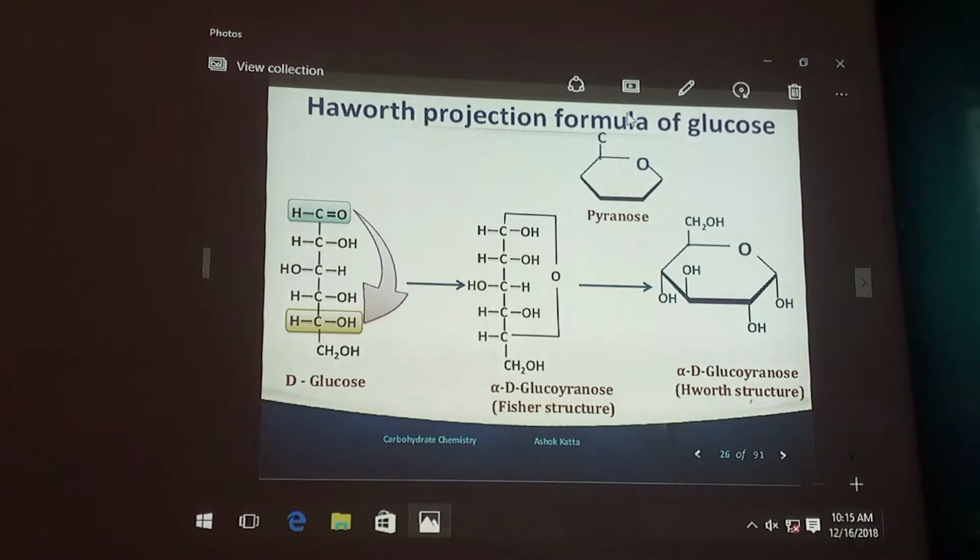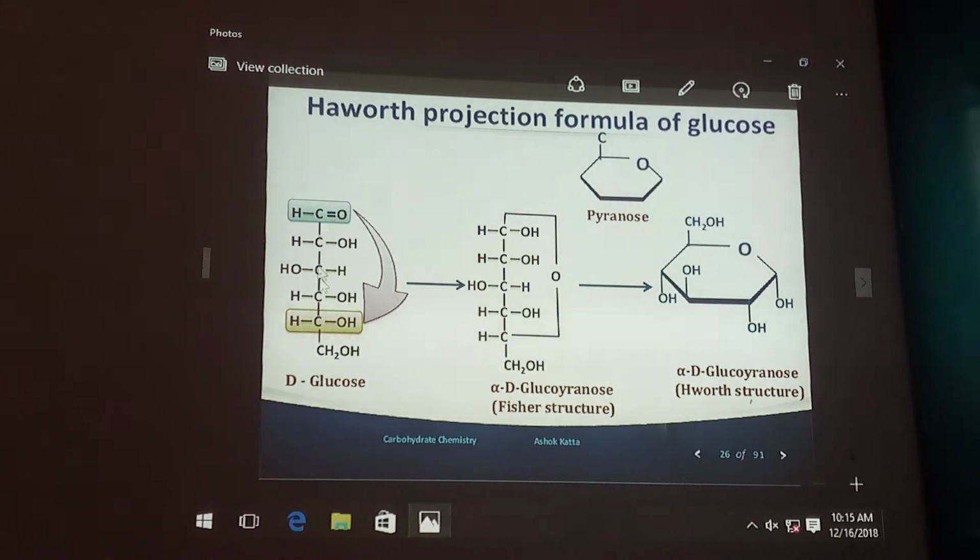The Haworth projection can be given as follows. We have drawn the structure which is called pyranose. So the structure of glucose will be drawn on the pattern of the pyranose ring structure. That is why glucose is termed glucopyranose. How can we draw it?